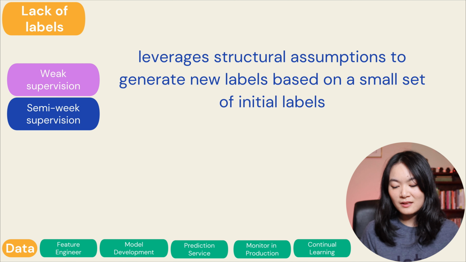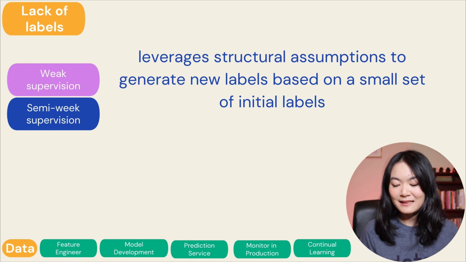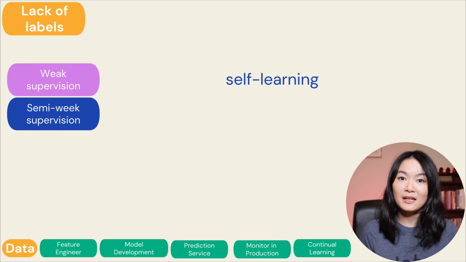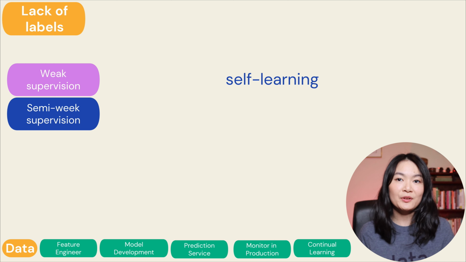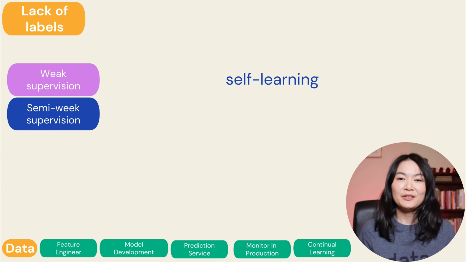Semi-supervision leverages structural assumptions to generate new labels based on a small set of initial labels. A classic semi-supervision method is self-training. You start by training a model on your existing set of labeled data and use this model to make predictions for unlabeled samples. You add the predicted labels to your training set and train a new model.